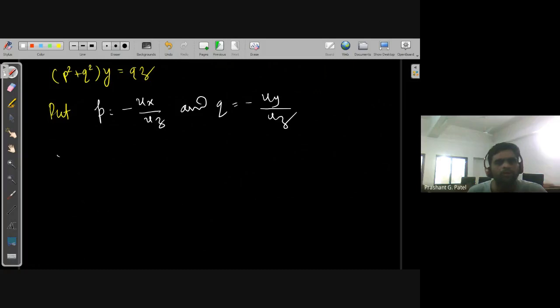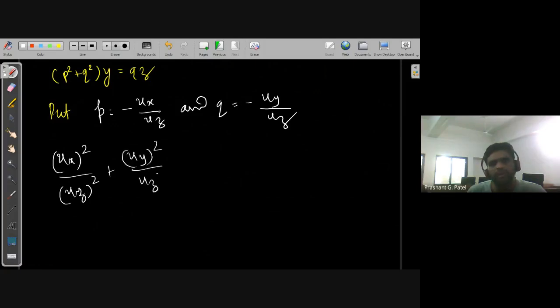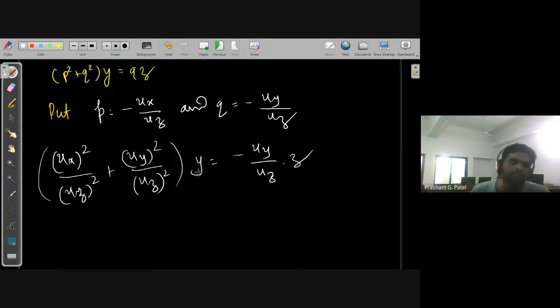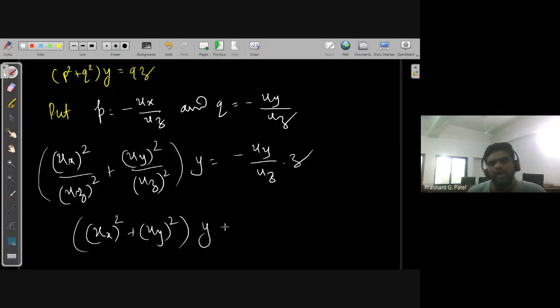Substitute here. We'll have ux square upon uz square plus uy square upon uz square, whole into y, is equal to q, that is minus uy upon uz, into z. If I multiply by uz both sides, we'll have (ux square plus uy square) into y equal to minus uy into uz into z.